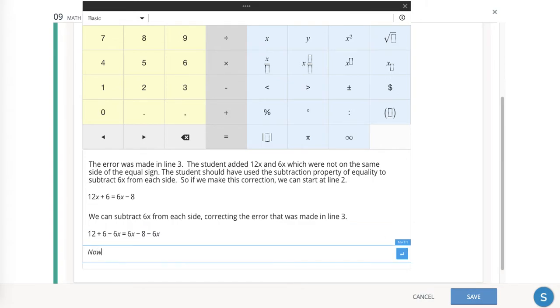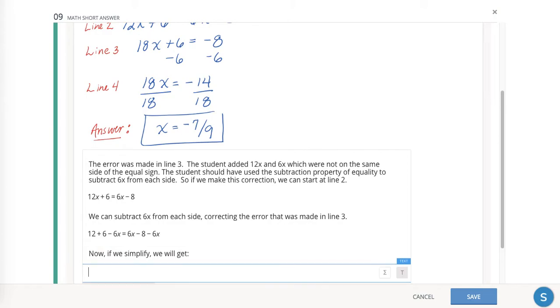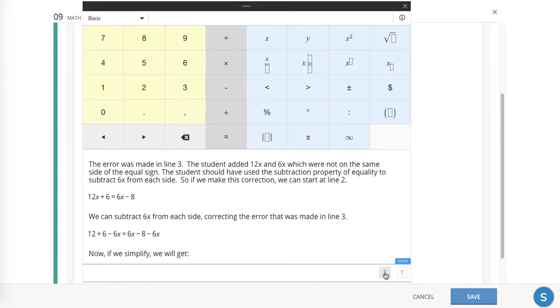So now I will, oops, I want to make sure I select that text tool. Now, if we simplify, we will get, and I'm going to hit enter, and now I'm going to choose the math tool, 6x plus 6 equals negative 8.